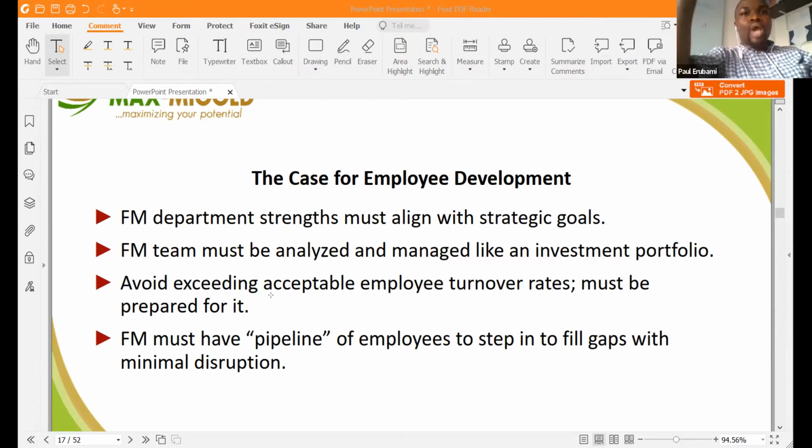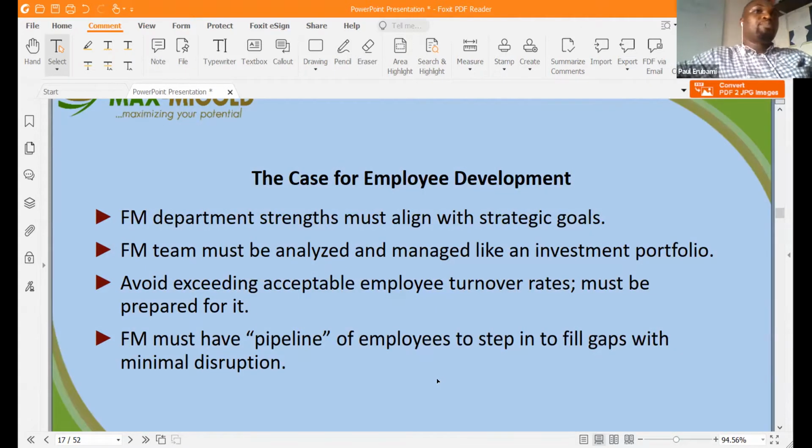Avoid exceeding acceptable employee turnover rate. Must be prepared for it. So basically, irrespective of how good your organization is, you should always know that people will always move. So as a facility manager, you should avoid exceeding a particular turnover rate, and you should be able to manage that. Facility management must have a pipeline of employees to step in to fill gaps with minimal disruption, which is actually emphasizing the need for a succession plan. If you have a very good succession plan, you should be able to fill any role in the shortest time possible.